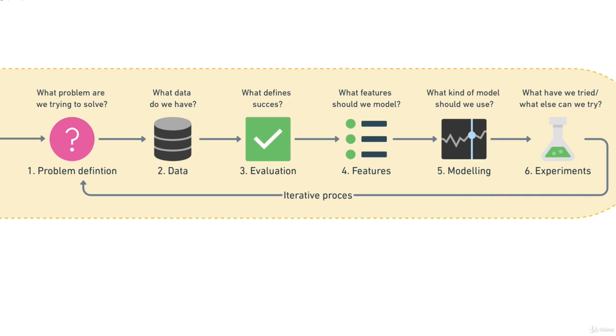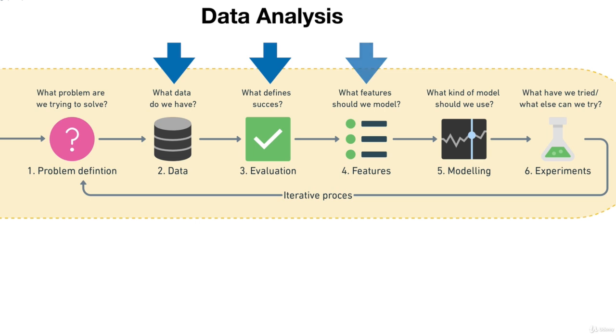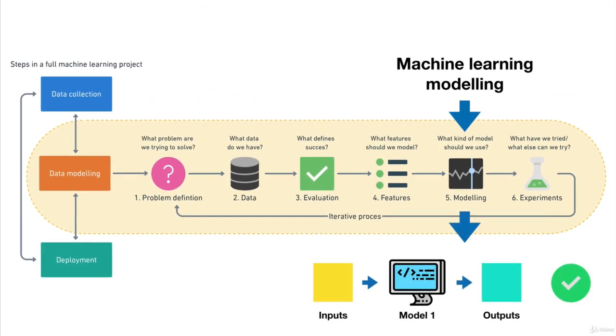For example, someone might come to you with a data set and ask you to find insights on it. You might start by defining a problem with them, which is step 1. Then you'll go through to step 2 and look at the data. This part is called data analysis. Here, you might define an evaluation metric based on the problem at the same time as inspecting the different features of the data, which is step 3 and step 4. And once you know a little bit more about the data, you decide to build a machine learning model using the features you found to predict some target. Now this is step 5.